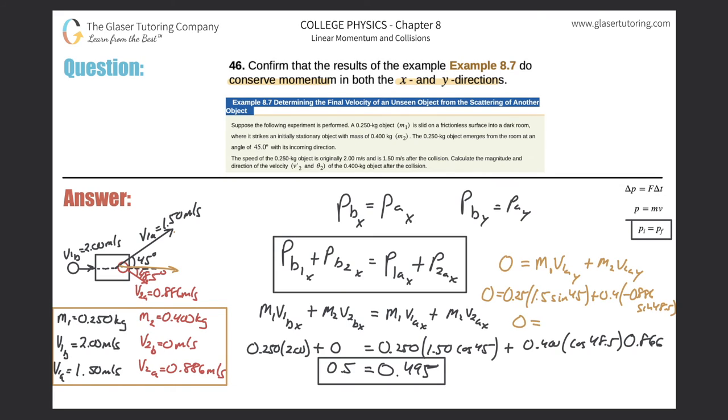So let's throw that into the calculator and let's hopefully it comes out to be negative zero. And let's see, what do we got? 0.25 times 1.5 times sine of 45. Okay, plus 0.4 times negative 0.886 times sine of 48.5. And again, it works out to be a very small fraction, right? I mean, it's about negative 2.64 times 10 to the minus 4. So it's really something like 0.0002 whatever. So basically, yeah, they're the same. The reason why they're slightly off is because of the rounding.